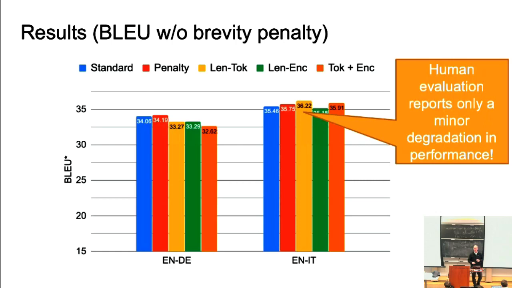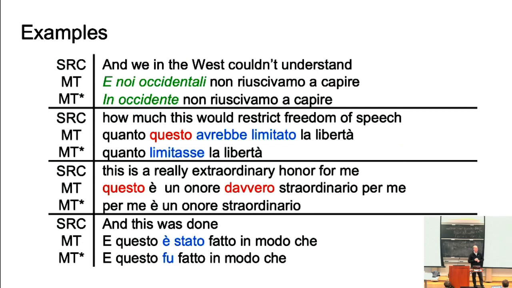So I did some analysis on what the system learns in terms of strategies to generate shorter translations. The system in these examples shows that it learns to paraphrase with fewer words. Like, "we people in the West", and you don't lose anything because the pronoun is duplicated in the verb, so it's redundant here. So these are really equivalent translations, okay? But they are only shorter.